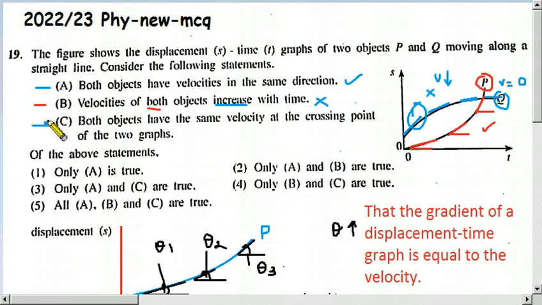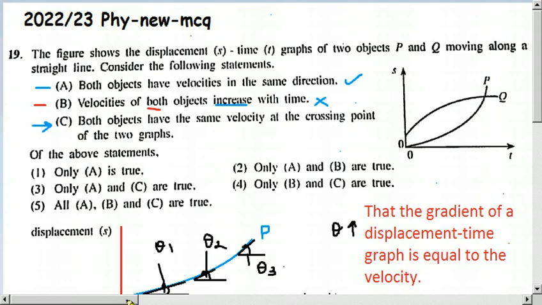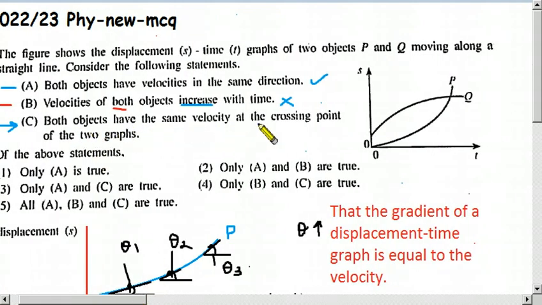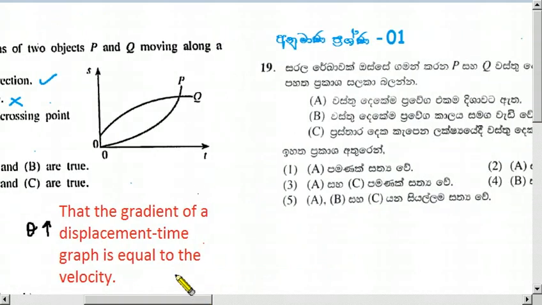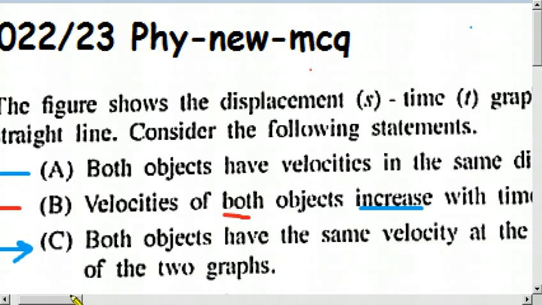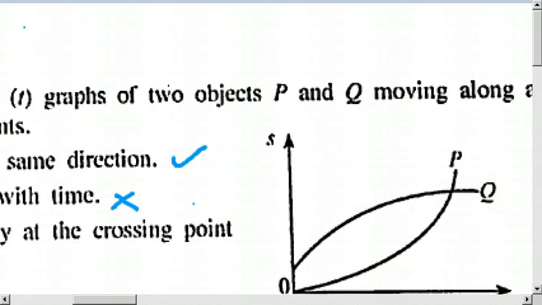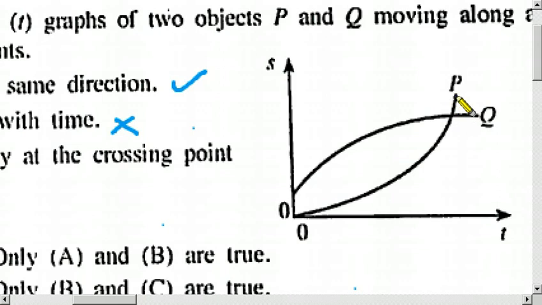So now let us go to this statement C. Both objects have the same velocity at the crossing point of the two graphs. So at the crossing point, what they say, both objects have the same velocity at the crossing point of the two objects. So let us check whether it is correct. For the velocities to be equal in magnitude, the condition is that the gradients should be the same. So here the gradient is this one at the crossing point. So the crossing point is this one. So we have to get the gradient at that point.